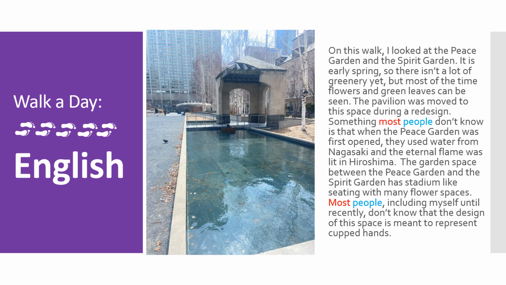On this walk, I looked at the Peace Garden and the Spirit Garden. It is early spring, so there isn't a lot of greenery yet, but most of the time flowers and green leaves can be seen. The pavilion was moved to this space during a redesign. Something most people don't know is that when the Peace Garden was first opened, they used water from Nagasaki and the eternal flame was lit in Hiroshima.